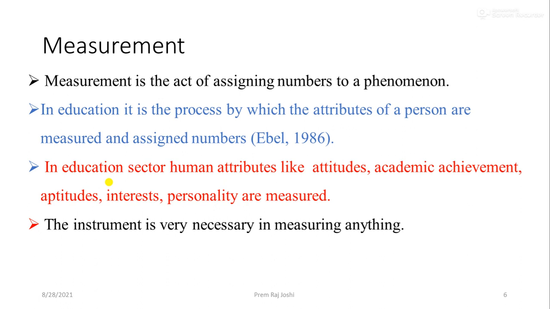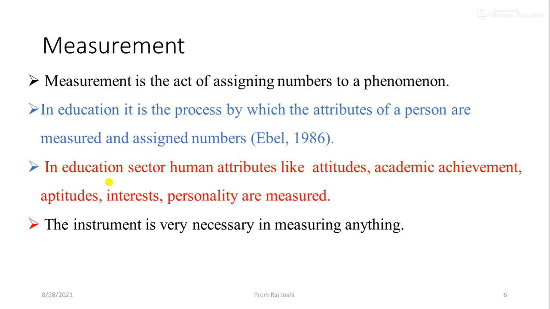But here the scenario is different. Here we are measuring the cognitive level. We are measuring the knowledge level of the students. We are measuring their skills, their academic achievement, their interest, personality, and so many things.